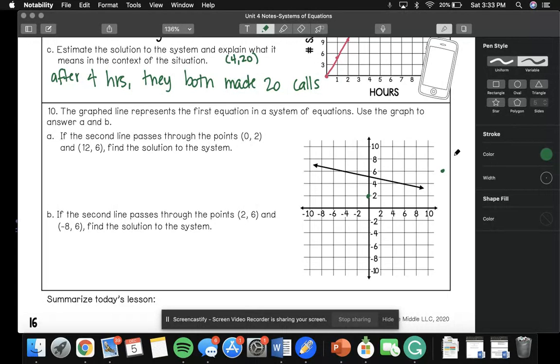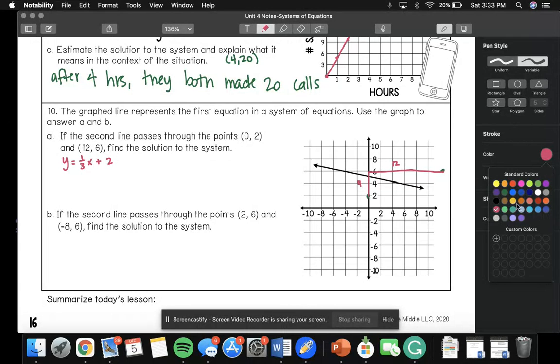So I'm going to find the slope of this. It looks like it goes up 4 over 12. 4/12 is the slope, and that would be equivalent to 1/3. So it looks like the equation is y equals 1/3 x plus 2, because that's where it starts on the y-axis.